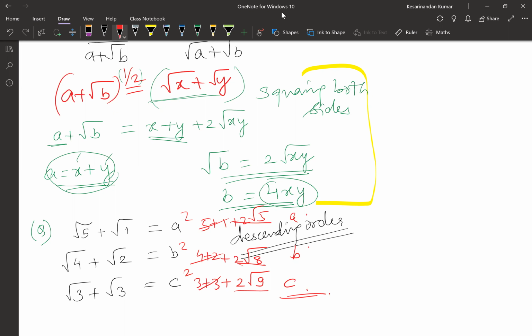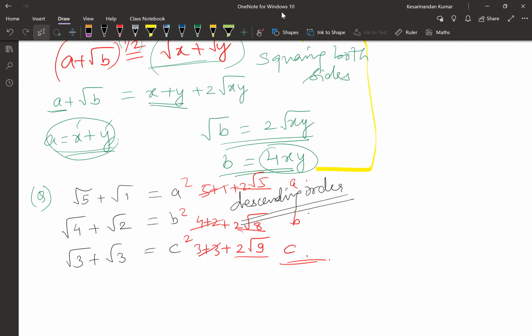So now, did you guys understand how I compare which surd is bigger than which one? Any doubts? Kesari: I don't know if I did it correctly, but I did the similar thing. I squared and took 5 plus 1 plus 2 root 5. And since there is no irrational part, I took it as a square plus root 0. Then I did a is equal to 5 plus 1, b is equal to 4 plus 2, c is equal to 3 plus 3, like that.